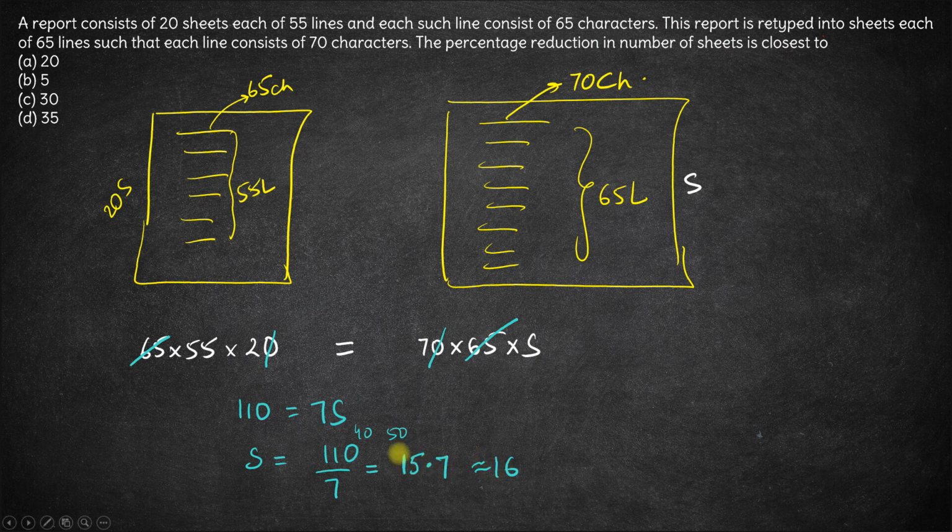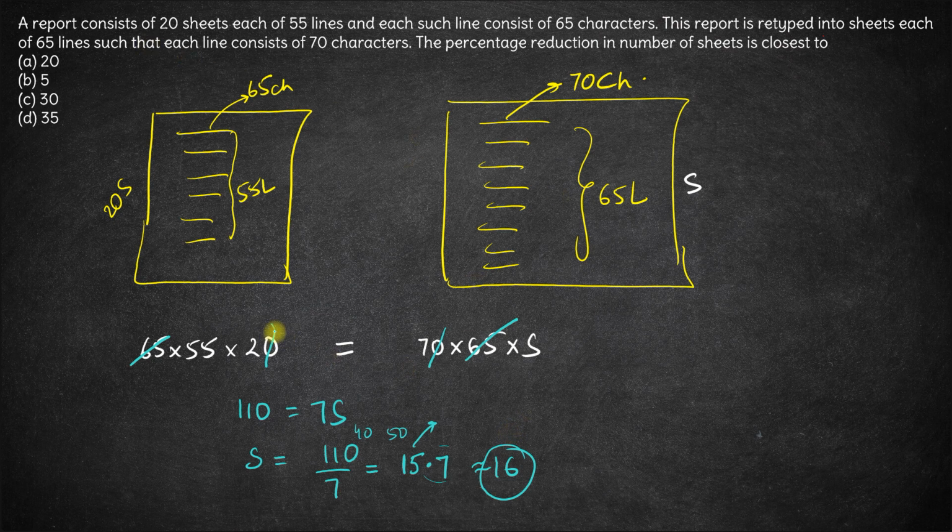15.7, obviously you cannot have a fractional number of sheets. Either you'll have a full sheet or no sheet. If you require 15.7 sheets, as in 15 sheets are fully required and 0.7 is partially required, you cannot cut the sheet. You will require the full sheet itself, right? So the total number of sheets required will be 16 in the second case.